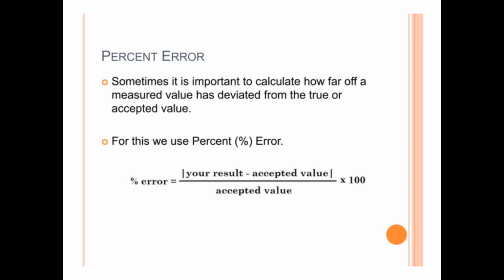For percent error, the formula is percent error is equal to your result minus accepted value, over accepted value, times 100. Sometimes when we do calculations, we are far off a measured value. So percent error helps us to determine how far we have gone off a true or accepted value. When our measured value has deviated from the true or accepted value, the percent error helps us to see how far we have gone from that accepted value. And this is the formula.